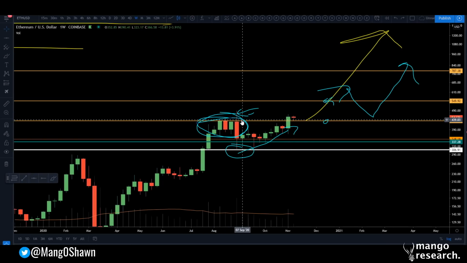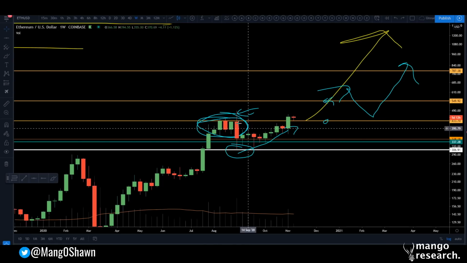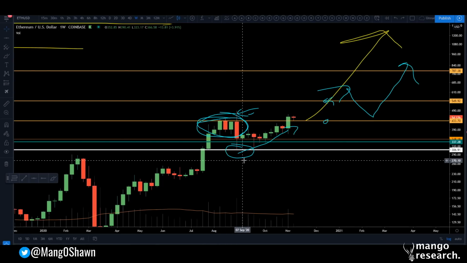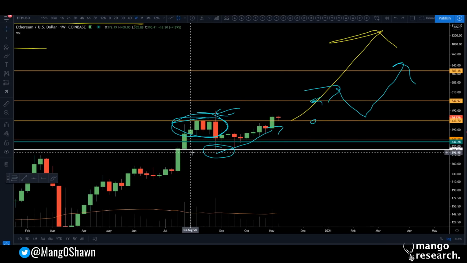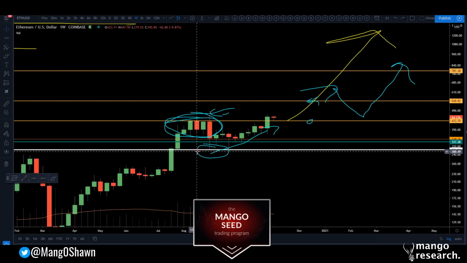right? Where Ethereum was attempting to break past and see continuation of this bull flag-like structure, very similar to what Bitcoin is currently doing on the daily. Failed to see it. Saw follow through towards the downside, but got picked up and accumulated along this zone over here, this green horizontal, as well as this white horizontal of this structure. Well, we got picked up off that level.